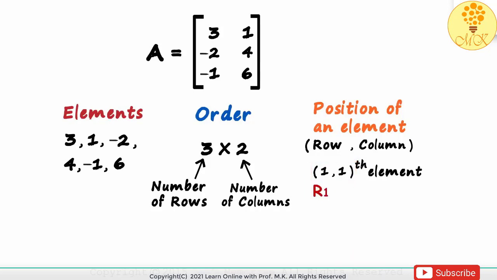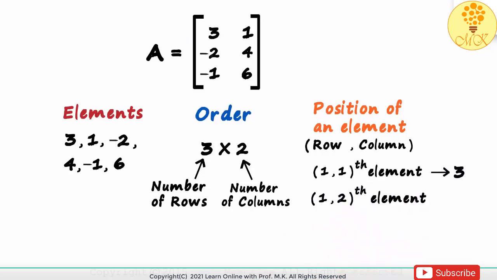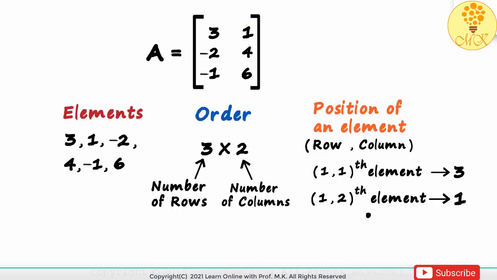What does 1, 1 mean in this context? First row and first column. This is the first row and this is the first column. 3 is the 1/1th element. So what is the 1/2th element in this matrix? First row and the second column. It will be 1. This goes on and the last element would be the 3/2th element. Third row and the second column. It will be 6.